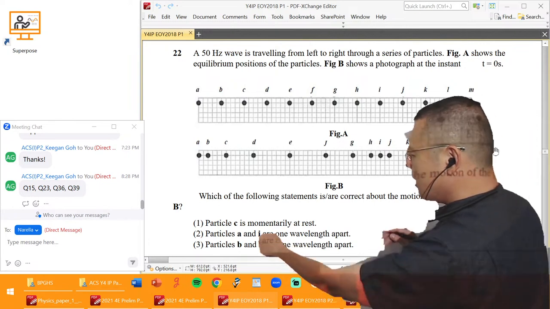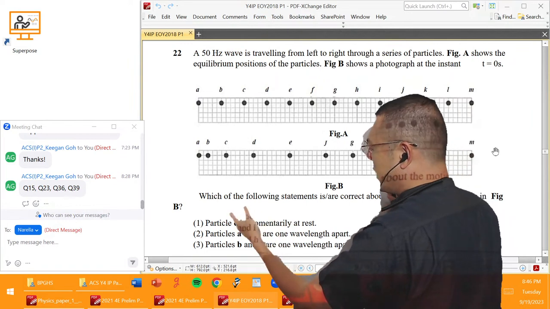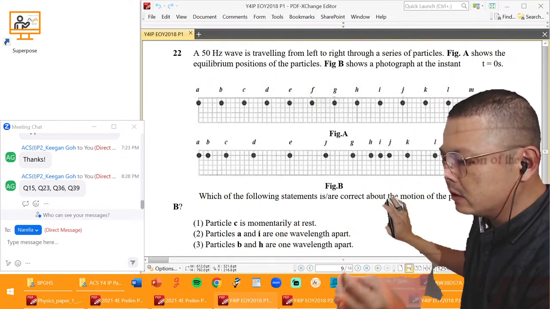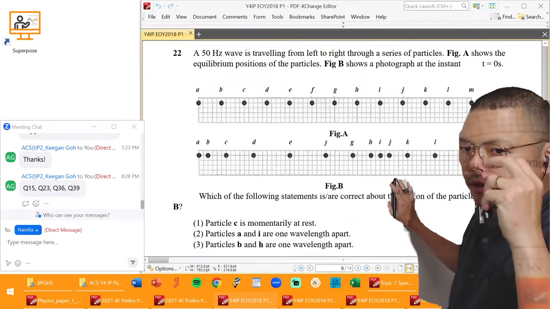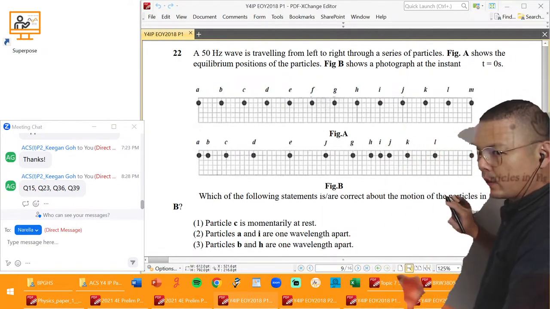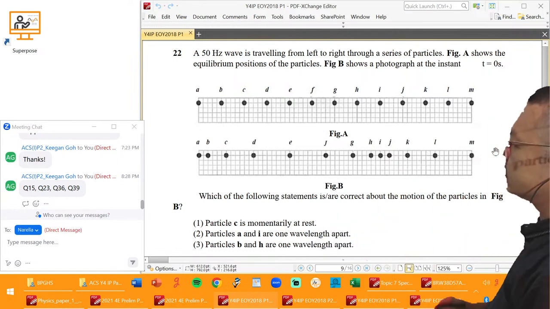Alright, it says, particle C is momentarily at rest. I don't know. So how do you tell whether or not it's momentarily at rest? Which particle in a wave would be momentarily at rest? The amplitude particle. So this is an important question for you to learn. How do you find the amplitude particle here?